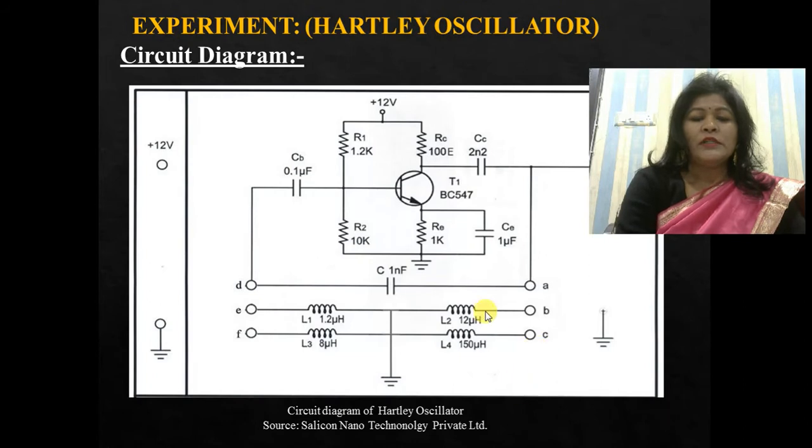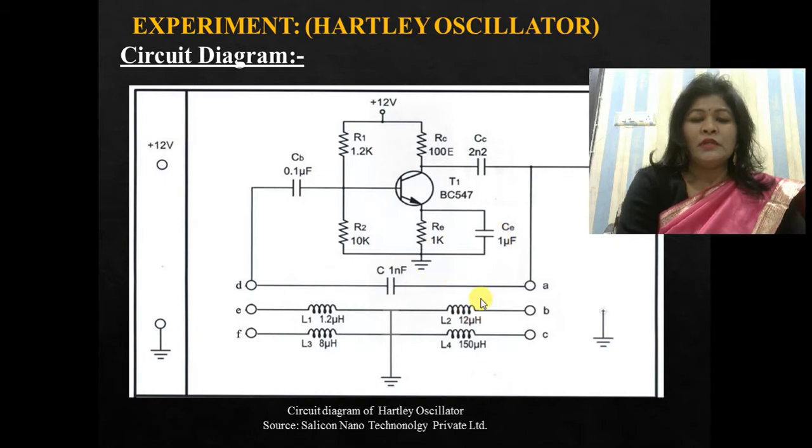So this is the basic circuit diagram of the analog board, and over here this is your Hartley oscillator circuit, and this is your transistor, and these are the resistances as we discussed in the above circuit diagram, and this is the coupling capacitor, this is the resistance RE, this is the capacitor CE.